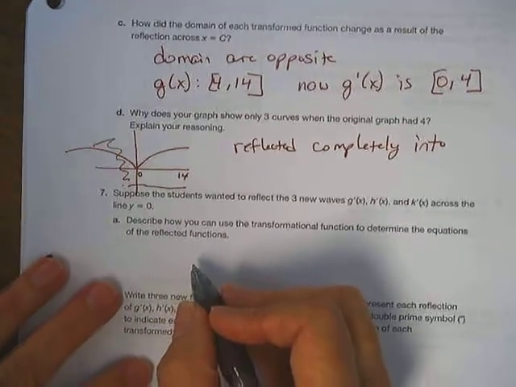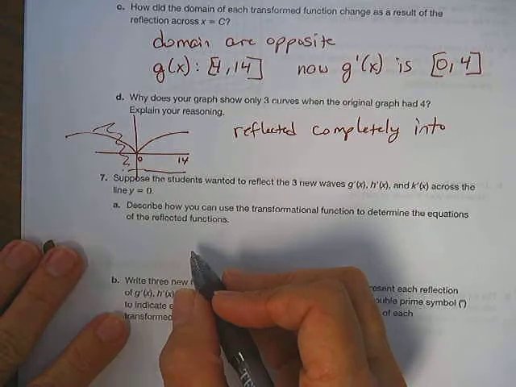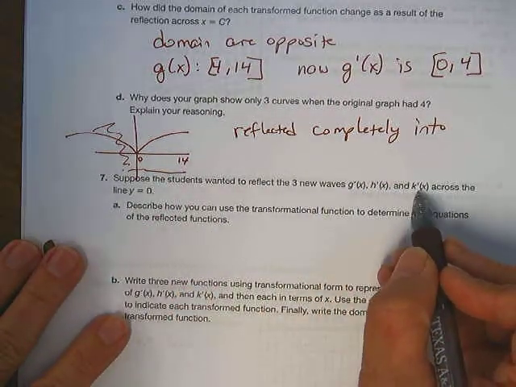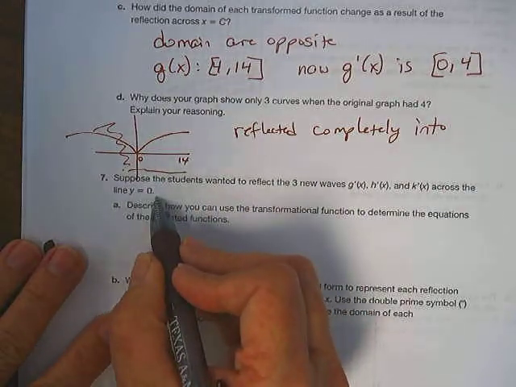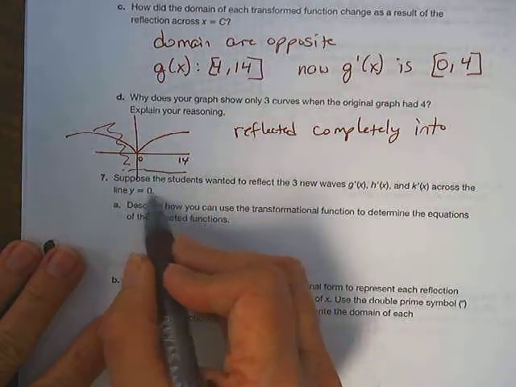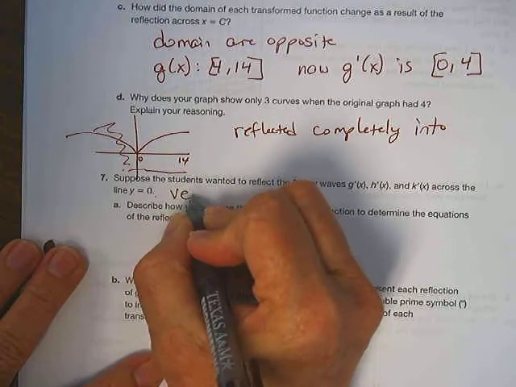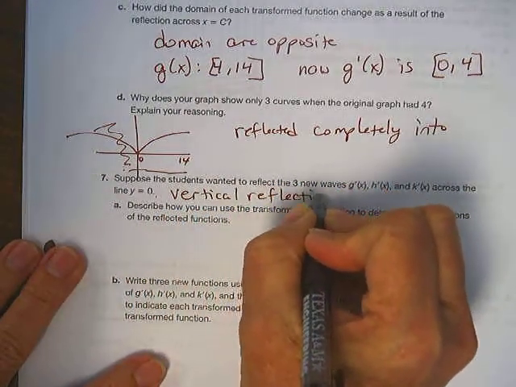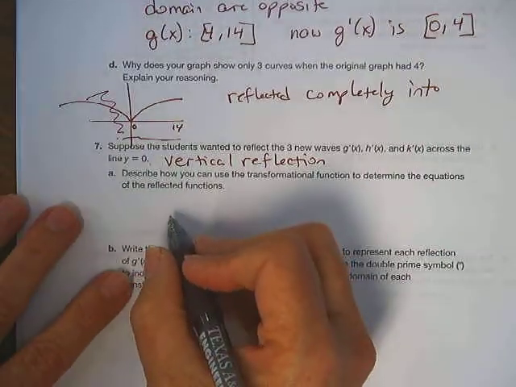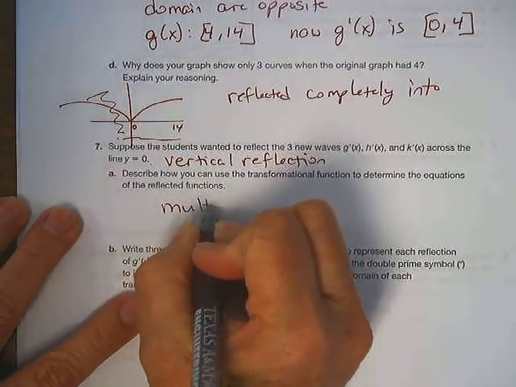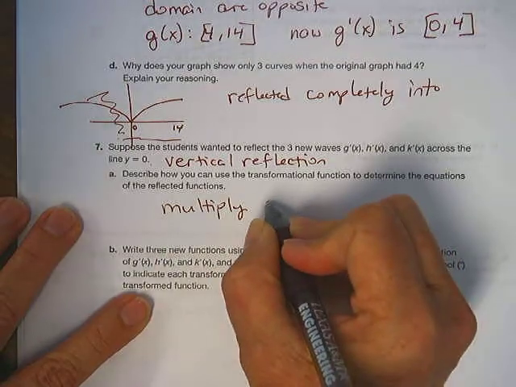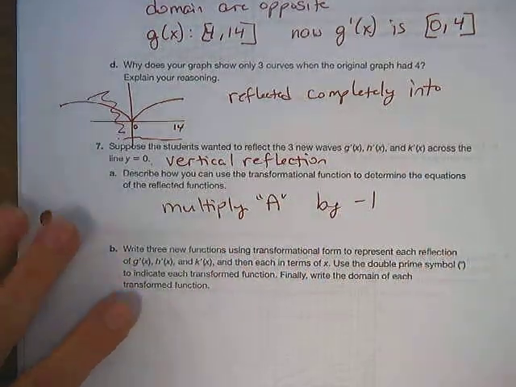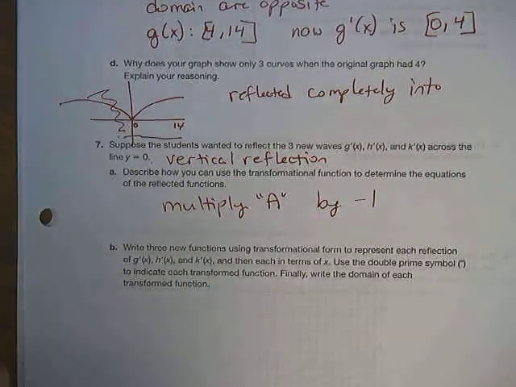Okay, so 7. Suppose the students wanted to reflect our 3 new waves, g prime, h prime, and k prime, across the line y equals 0. So if we're reflecting across the line y equals 0, this is a vertical reflection. Describe how we would use this. We would simply multiply a by -1. We've gotten very good at that.